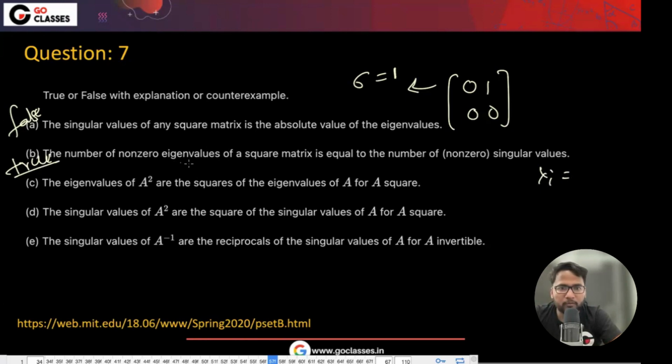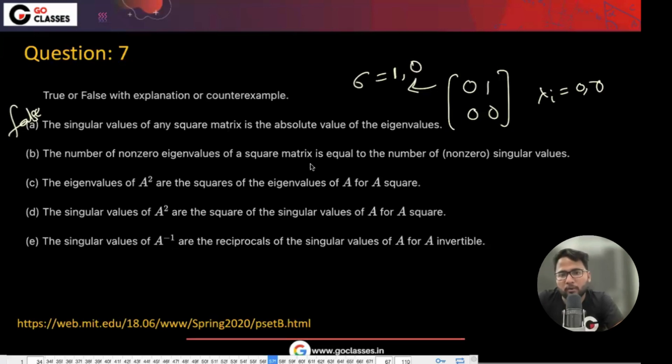Sorry, what are they saying? Number of non-zero eigenvalues of a square matrix. Oh, they are saying eigenvalues of the matrix itself. Okay, that's interesting. That's, I think, false, right? Here the eigenvalues are actually 0 and 0, but the singular values are 1 and 0, right?